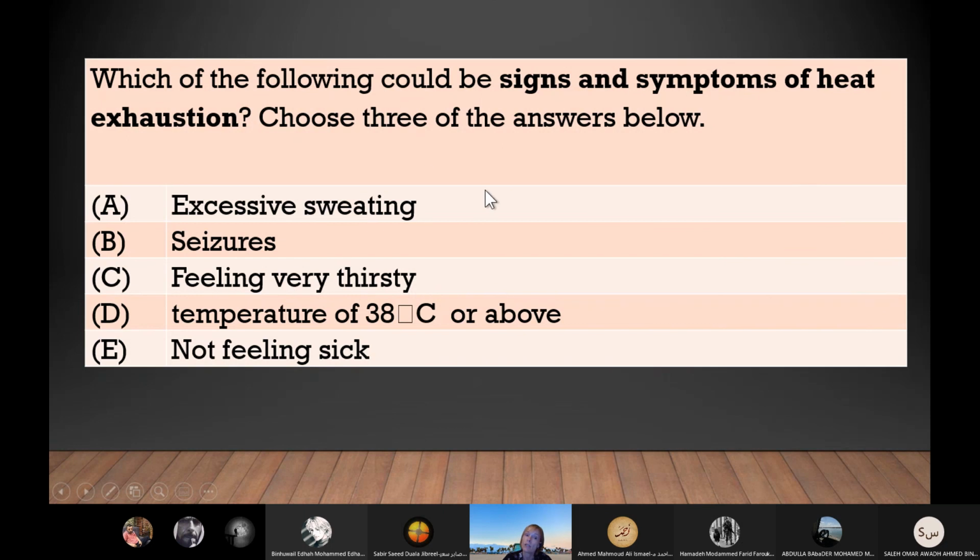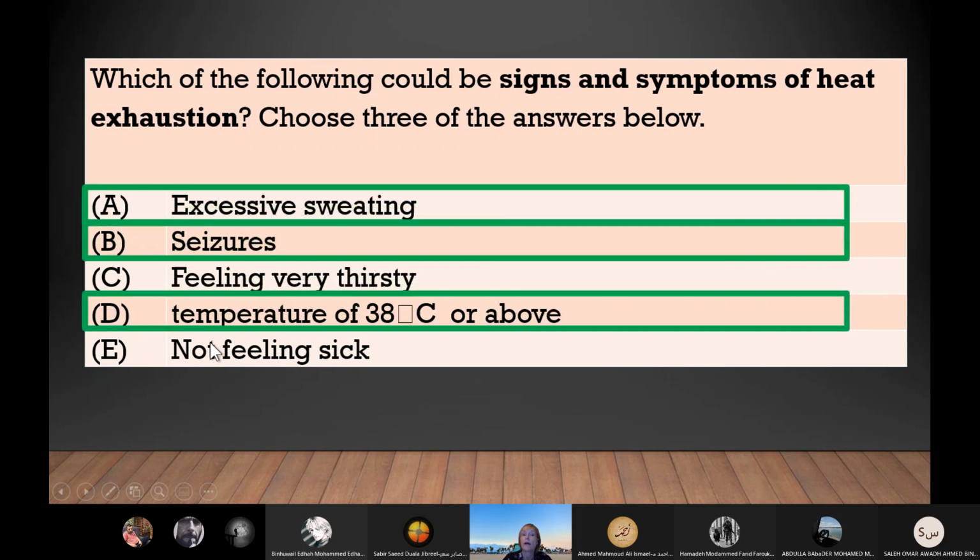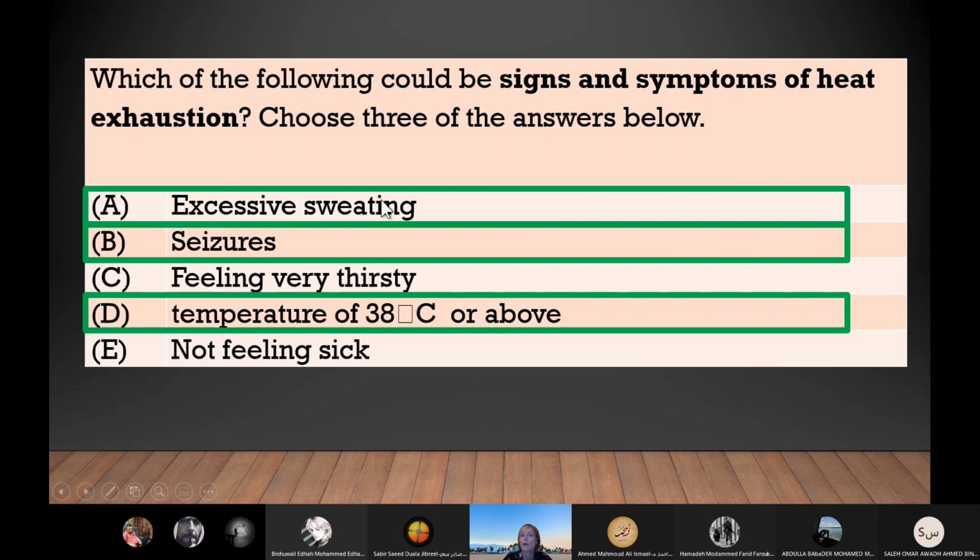Okay, so for heat exhaustion, you could still also have seizures. You would also definitely be sweating excessively, okay? And you would have a temperature of 38 or above, okay? So heat exhaustion can happen at a lowish body temperature, 38, but it's still raised a little bit, and you're feeling very thirsty and you're sweating a lot, and seizures.